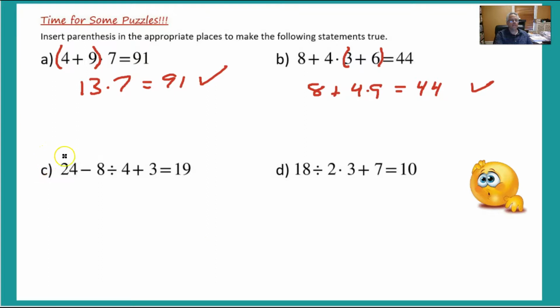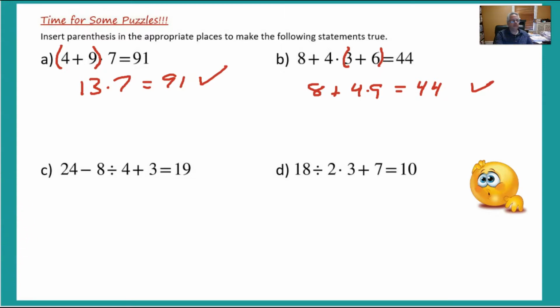This one is looking a little crazy. Well, maybe we try this. 24 minus 8, that would be 16 divided by 4 is 4 plus 3. That's not 19. Good idea, it just unfortunately didn't work. What if we do the 4 plus 3? 24 minus 8 divided by 7, that's going to give us a decimal. That's not going to work out too well. What else can we do?